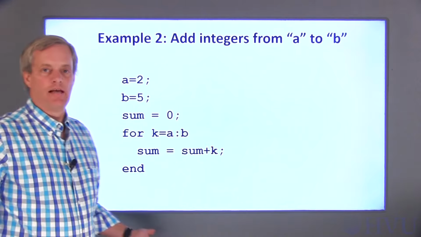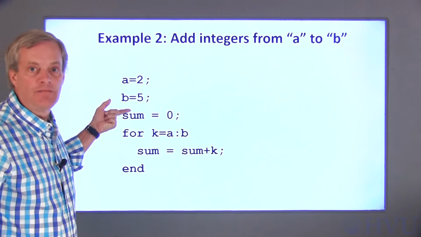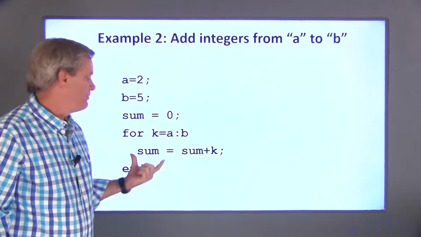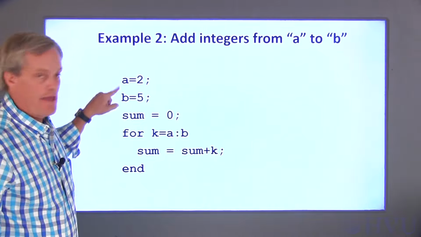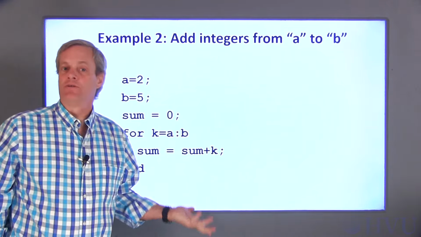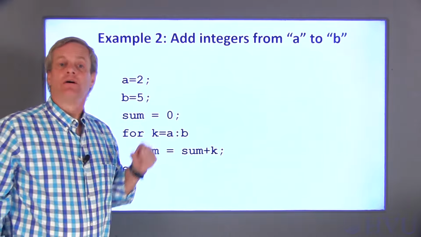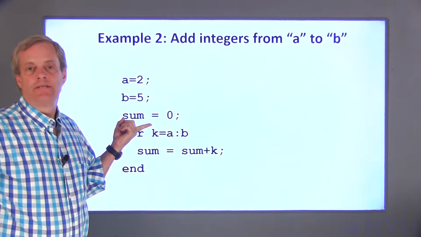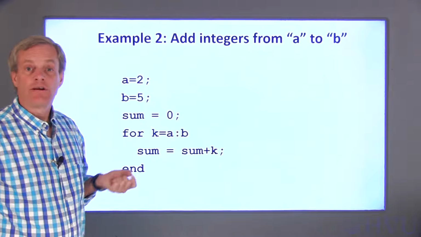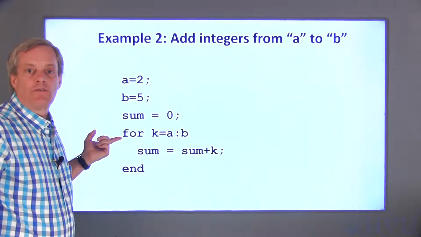In this second example, I've got a little code that adds up all the integers from the values of a to b and sets the result to a variable named sum. The code starts out by setting values for a and b. These values are arbitrary. The code should work for any integer values of a and b as long as a is less than b. Next, the code initializes a value for sum. I start out by setting sum equal to 0. Now we're ready to start the loop.